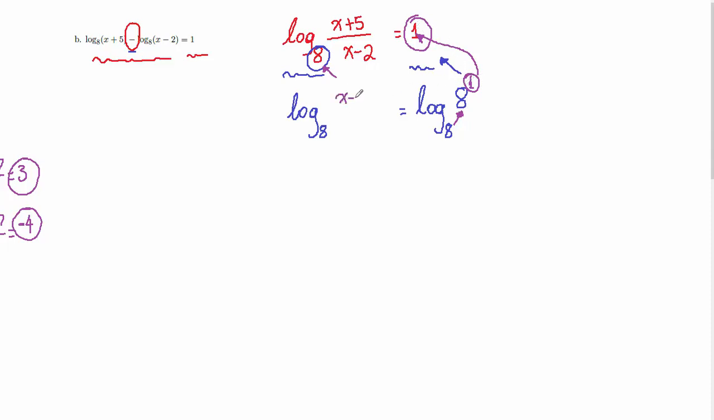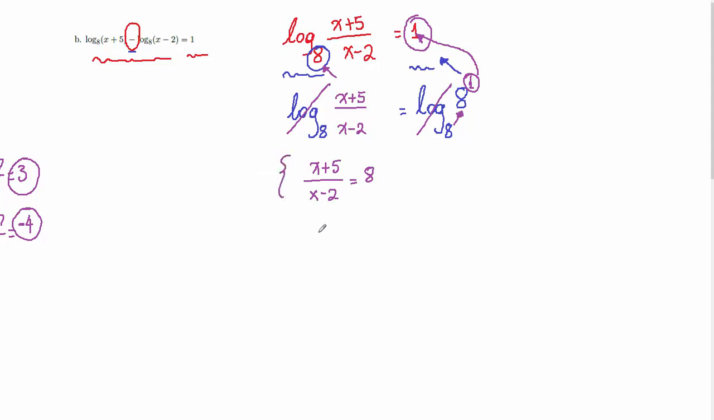And now on the left side, I keep the fraction as it is. And I have x minus 2 right here. And now that I have logs on both sides of the equation, and these logs have the same base, this means that since these two are equal, then the arguments of those logs will be equal. So I can drop the logs. And what I end up having is x plus 5 divided by x minus 2 is equal to 8 to the first, that is 8.